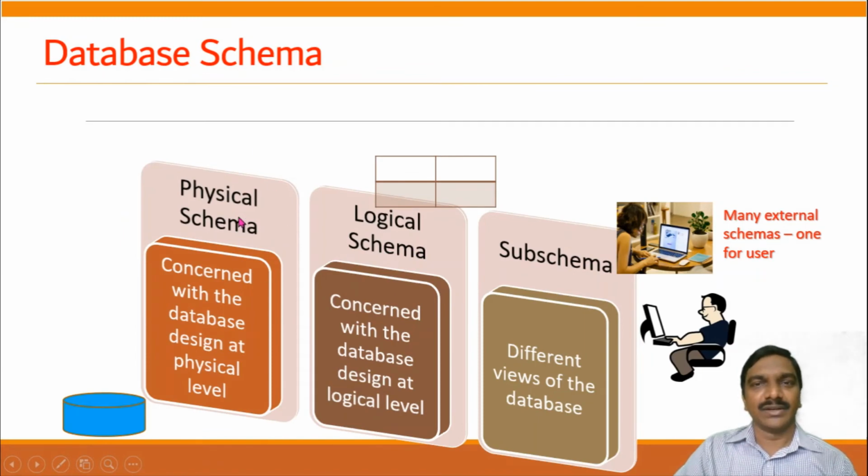Then here we have three schemas, right? Physical schema, logical schema, sub-schema. Just now we learned three levels of architecture: physical level, logical level, view level, right? Physical level, physical schema; logical level, logical schema; view level, sub-schema. Physical schema is concerned with the database design at physical level, means disk. Next, logical schema is concerned with the design at the logical level, tables. Sub-schema, different views for different users. Many external schemas will be there, and one external schema to one user and another external schema to another user. These are the three different types of database schemas.